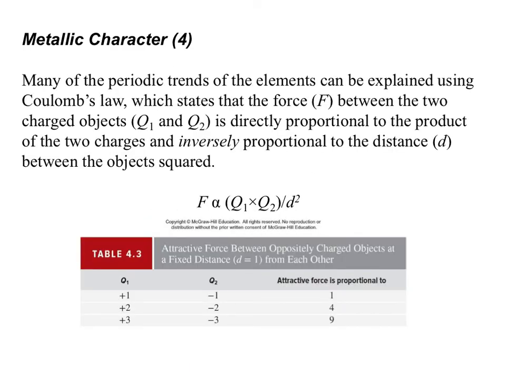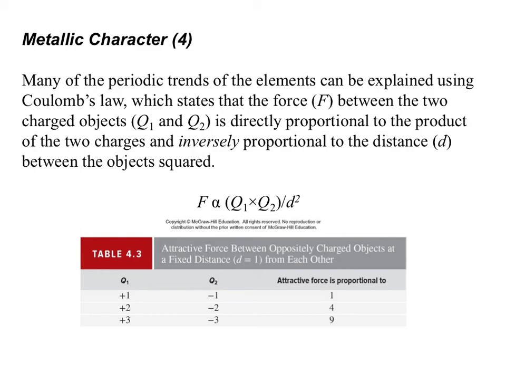Many of the periodic trends of the elements can be explained using Coulomb's law, which states that the force F between two charged objects, Q1 and Q2, is directly proportional to the product of the two charges and inversely proportional to the distance d between the objects squared.